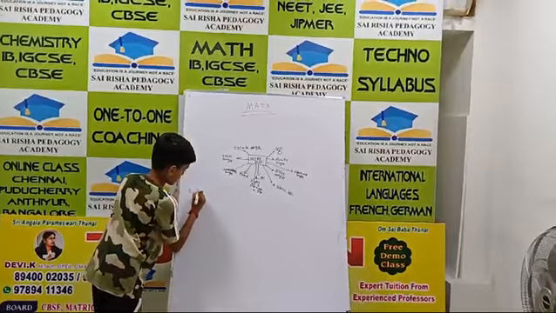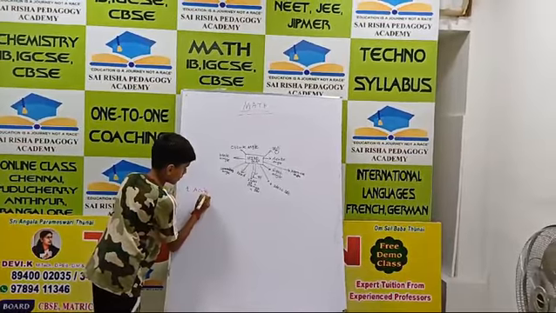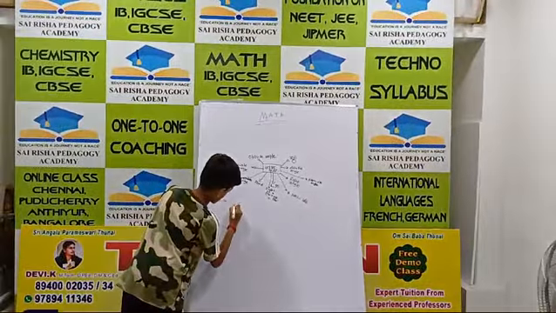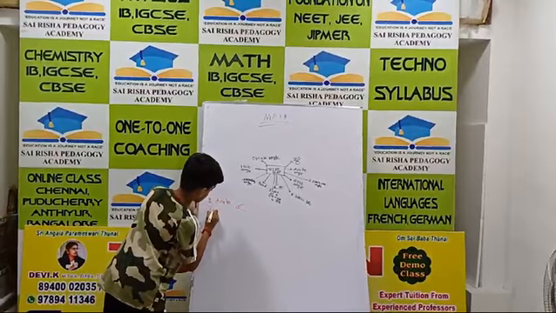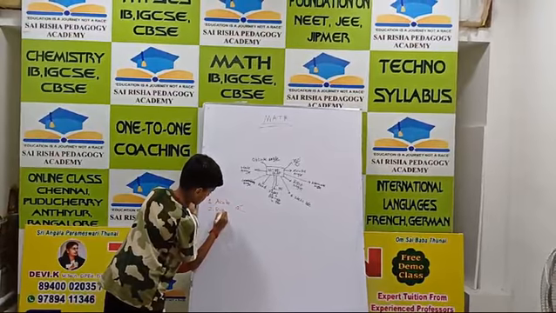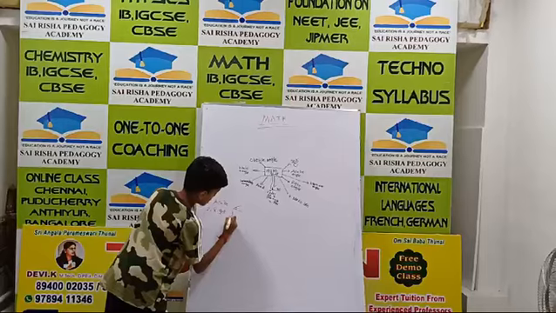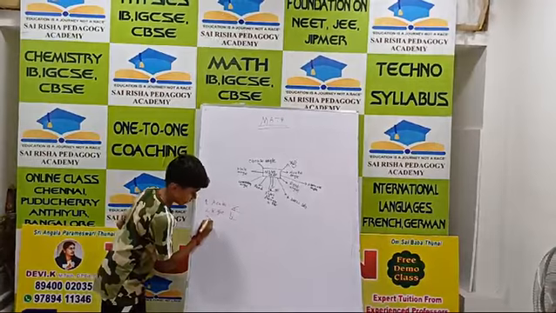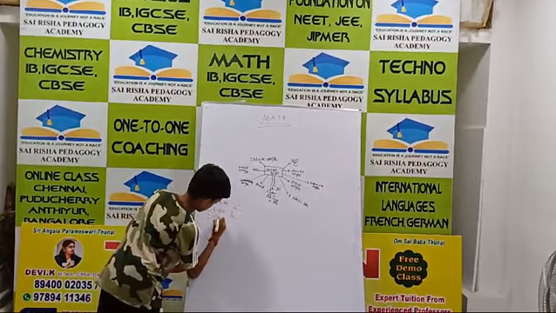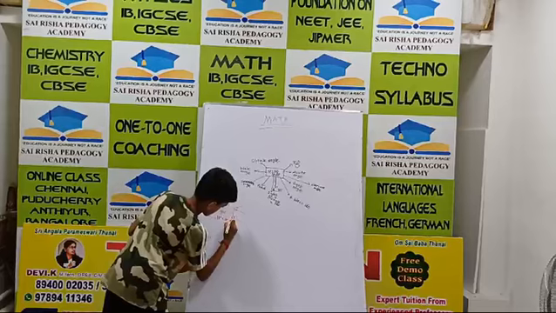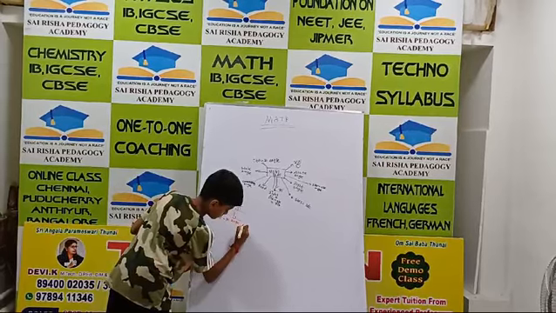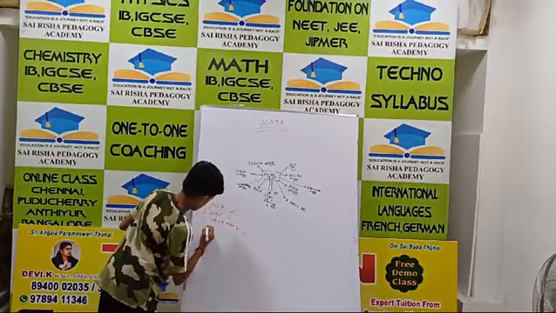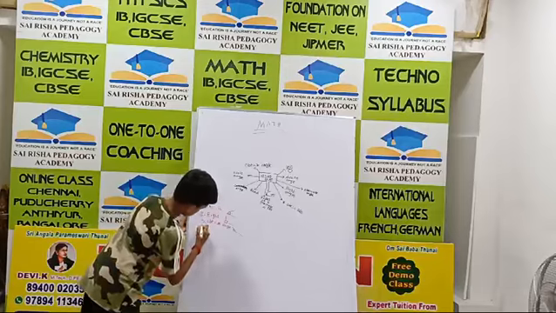First, acute angle. Acute angle is 45 degrees. And second, right angle. Right angle is L-shaped and it is 90 degrees. Third, obtuse angle. It is 120 degrees.